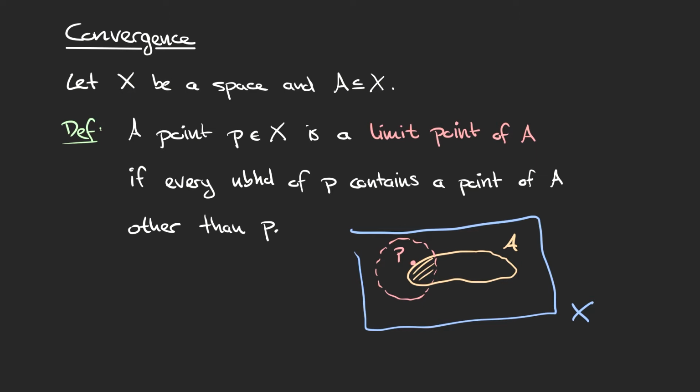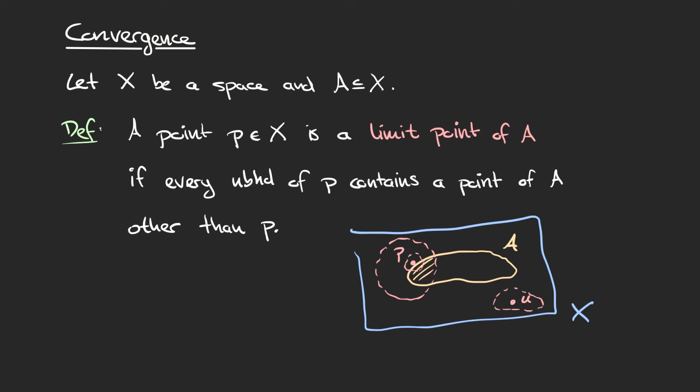However, the definition requires that this hold for every neighborhood of P, so even if we make the neighborhood really small around P, it would still have to be the case that there is some point of A inside this small neighborhood that is not P itself in order for P to be a limit point. Here we could imagine that P is a limit point because it's located very close to A. However, if we chose some other point, let's say U over here, then this point U might have a neighborhood that does not intersect A at all, and in that case U would not be a limit point of the set A.